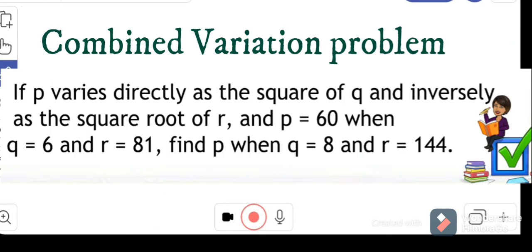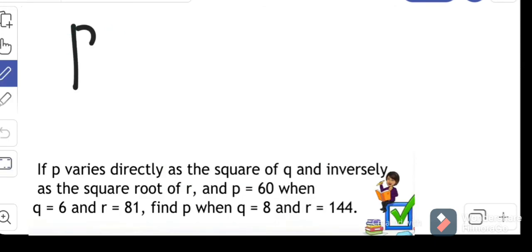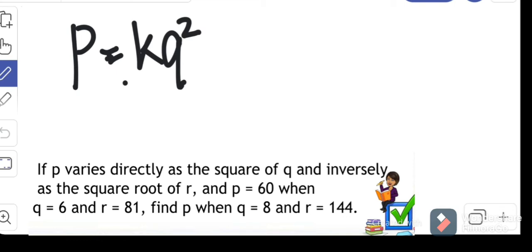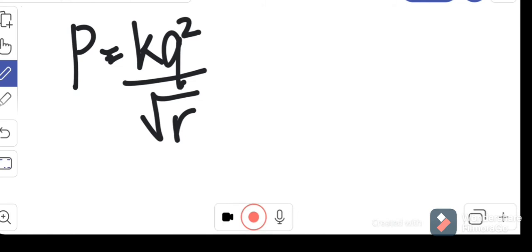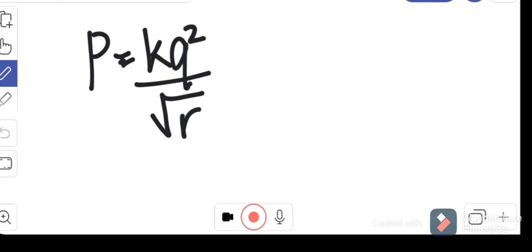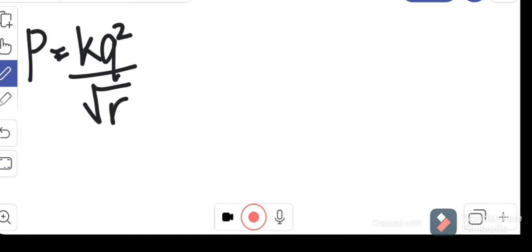If P varies directly as the square of Q and inversely as the square root of R. Okay, let's write it. So we have P varies directly as the square of Q. So we have Q squared. And inversely as the square root of R. So the square root of R. So our equation will look like this. And then we need to find the equation for finding the value of the constant before we can proceed to finding the value of what is asked.